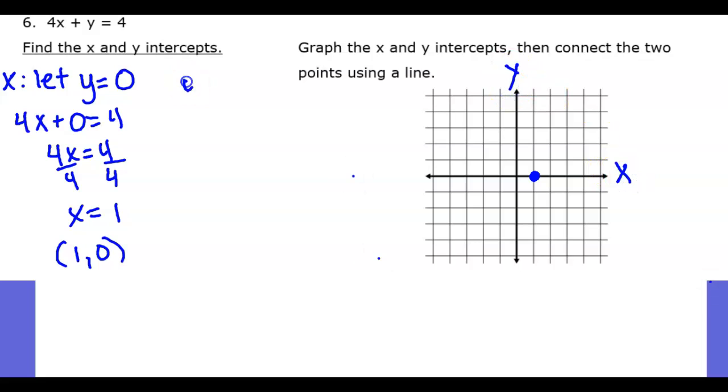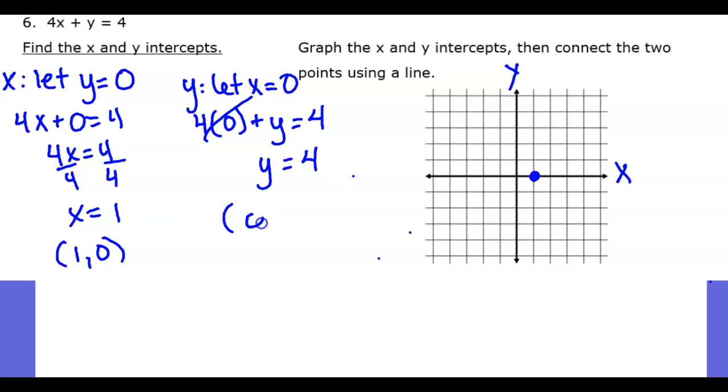My y, I let my x be 0. So we're left with 4 times 0 plus y equals 4. 4 times 0 is just 0, so we're left with y is equal to 4. Ordered pair is 0, 4. So I'm not going to go left or right, but my vertical is 4, so I'm going to go 1, 2, 3, 4. There's my pairs. I'm going to connect them, go a little bit further, and add arrows. There's my graph.